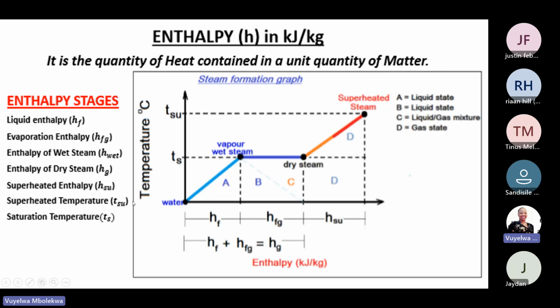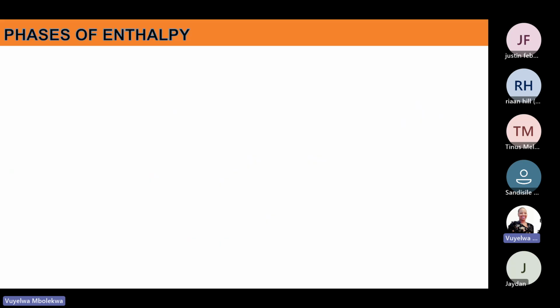That's also not on the table. Saturation temperature is on the table. Remember, the first column was pressure. But superheated temperature is not on the table. You've got saturation temperature. So saturation temperature is the temperature at which water boils and changes to steam.